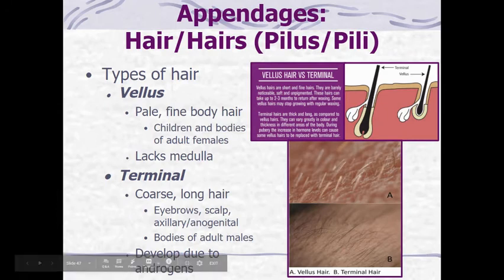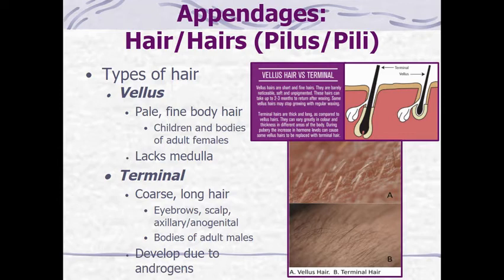There's two main types of hair. Vellus hair is pale, fine body hair. This is what we have, what babies have. Children have this. Adult females have this over most of their body. And this hair does not have a medulla.